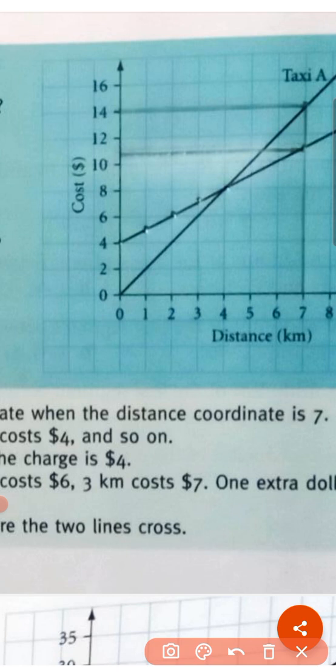Now we have to find, taxi B has a fixed charge and then charges a certain amount for each kilometer.